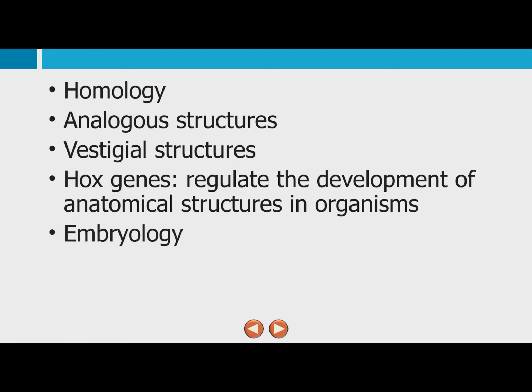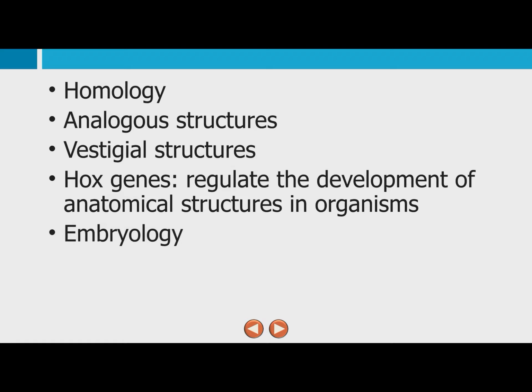Next, we have analogous structures. Analogous structures are similar in function, but are present in living things from different evolutionary lines. This would be an example: bird and insect wings. They're both wings, and they have the same function. They help the organism fly, but birds and insects are from different evolutionary lines and species.